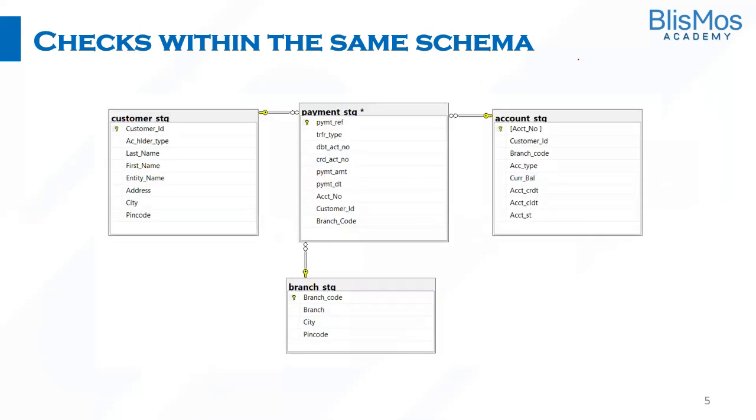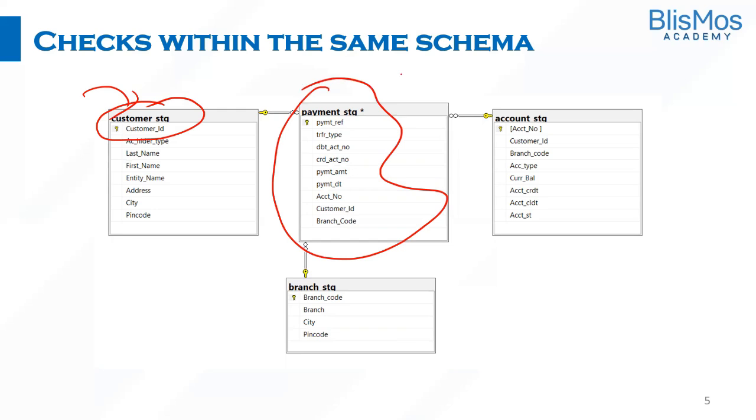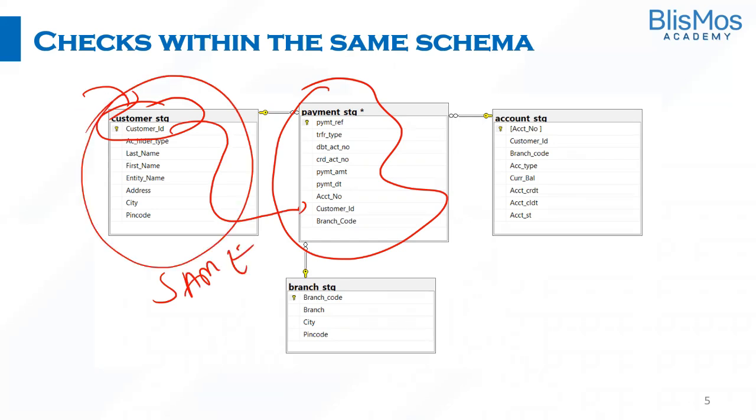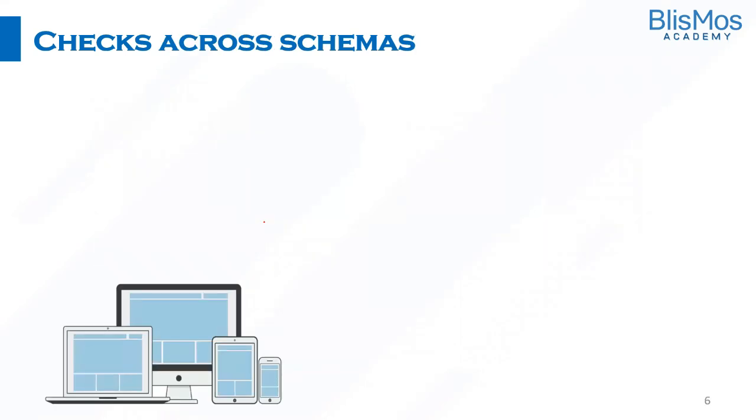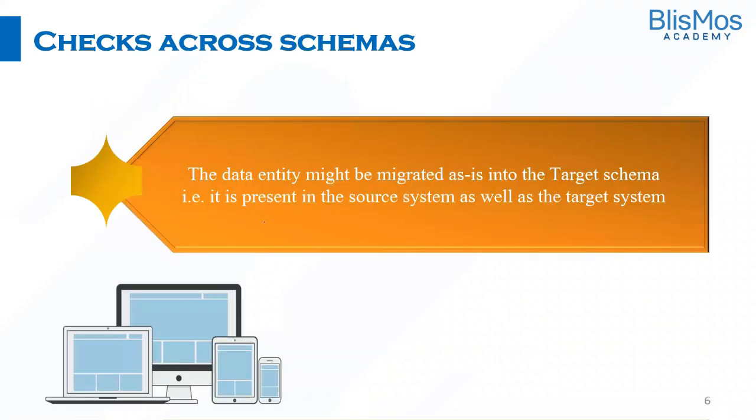Take an example here, assuming that this is the same schema. Look at the customer ID here. Customer ID is there as a part of the customer table and customer ID is there as a part of the payments table. So when we look at the customer ID here and here, it should be the same. So we need to validate that the customer ID in the customer table is the same as the customer ID in the payments table.